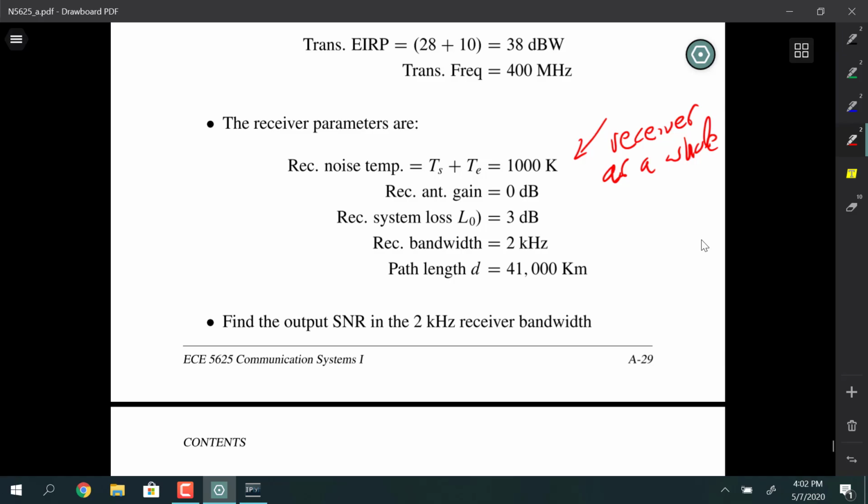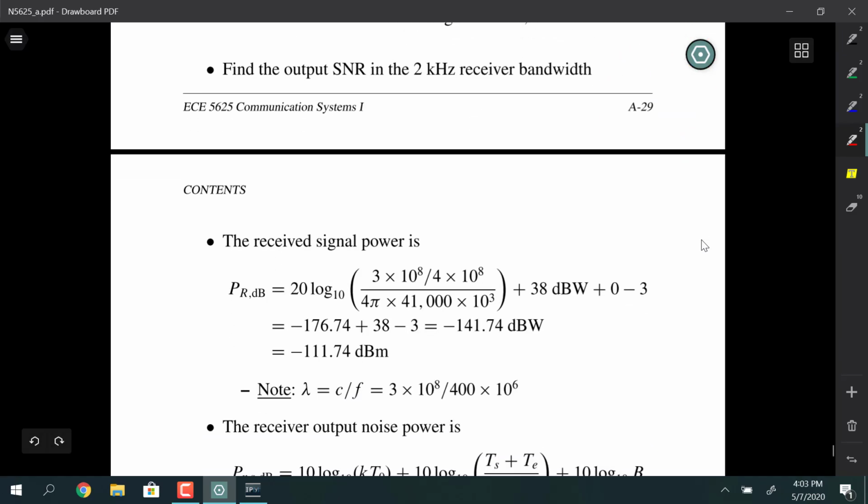The antenna gain, 0 dB, so this must be an isotropic antenna. And then system loss of 3 dB, received bandwidth of 2 kilohertz, and we're up in geostationary. We're at 41,000 kilometers. And it says here, find the output SNR in a 2 kilohertz receiver bandwidth.